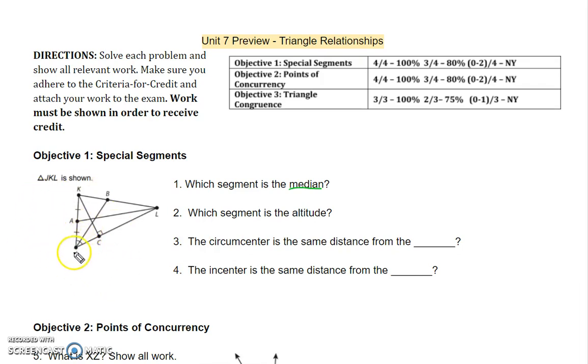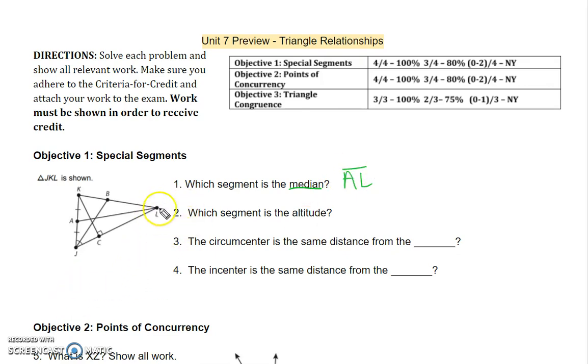Okay, so if I look at point J, that's a vertex, and I look at the opposite side to B, do I see that's a midpoint? No, I do not see any markings that B is a midpoint. So then I'm going to go to K. If I look at K and go to C, do I see C as the midpoint? No, so that's not the median. If I go to point L and I look over at point A, I do see tick marks indicating congruency, and that means that A is the midpoint. So my median is going to be segment AL.